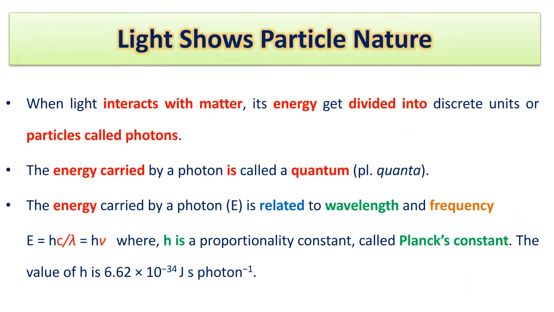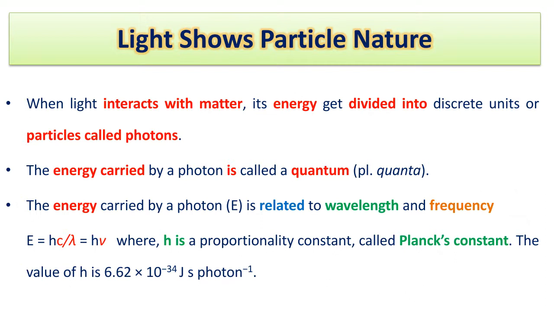Now come to the next property of light, that is, it shows particle nature. When light falls on or interacts with any matter, its energy gets divided into many units or particles. Those isolated units of energy are called photons. The amount of energy carried by a photon is called a quantum.